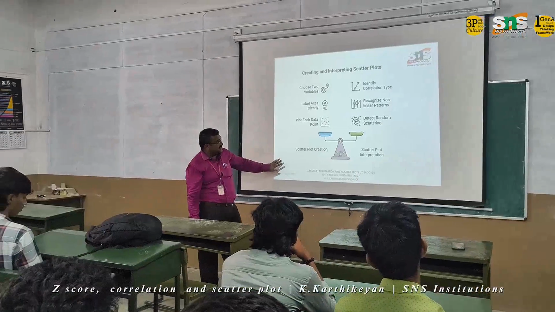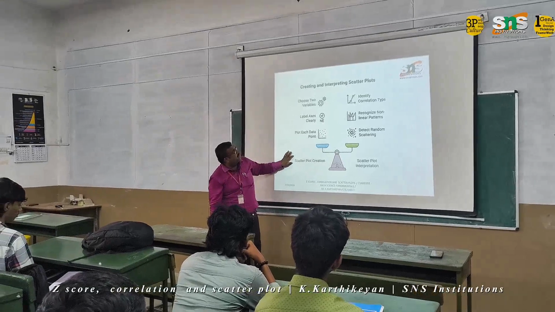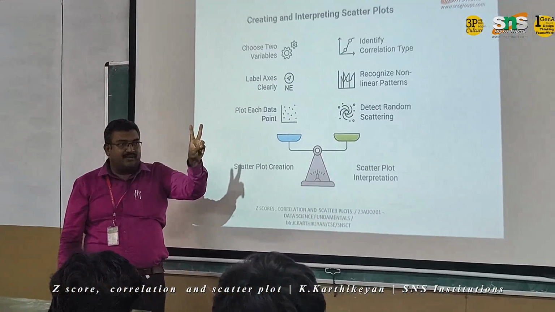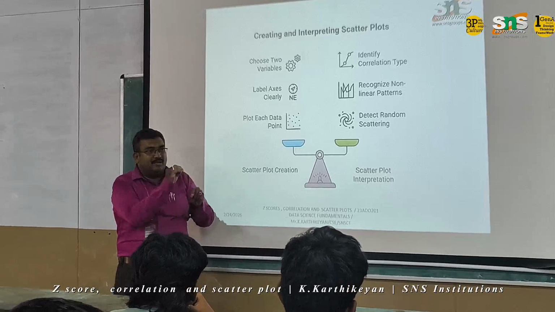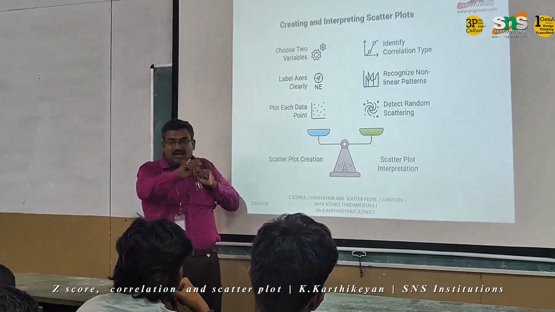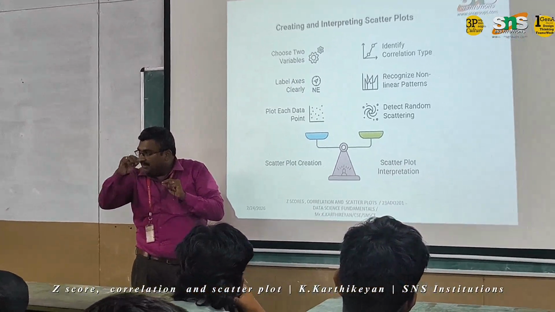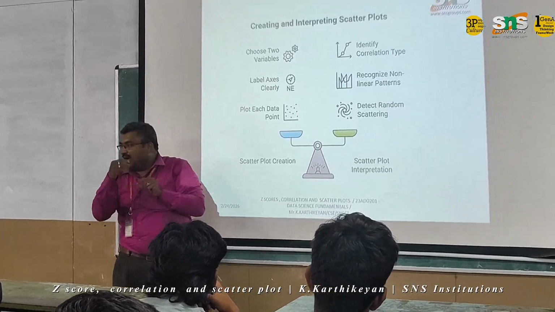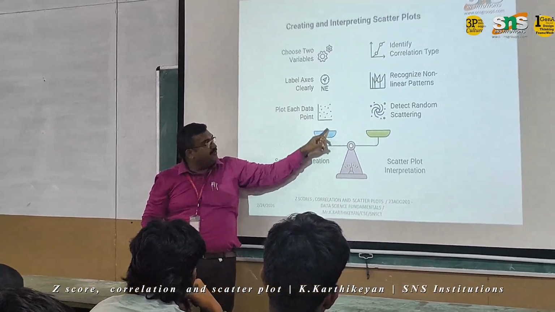So this is scatter plot creation and scatter plot interpretation. Scatter plot creation means choosing two variables. Now I have two variables. I can show you two variables: x value and y value. Third one, label: person 1, person 2. Okay. X axis is person 1, y axis is the mark. X axis is person 1, 2, 3, 4, and y axis is the marks. And plot each data. So I am using a scatter plot now.